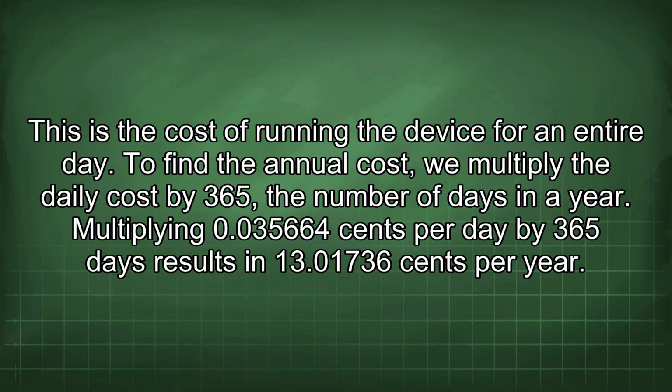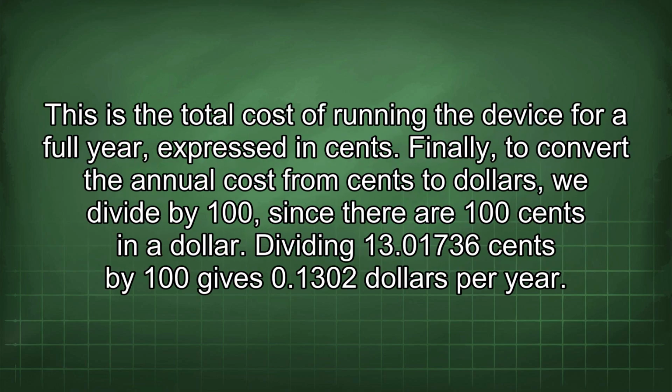To find the annual cost, we multiply the daily cost by 365, the number of days in a year. Multiplying 0.35664 cents per day by 365 days results in 13.1736 cents per year. This is the total cost of running the device for a full year, expressed in cents.